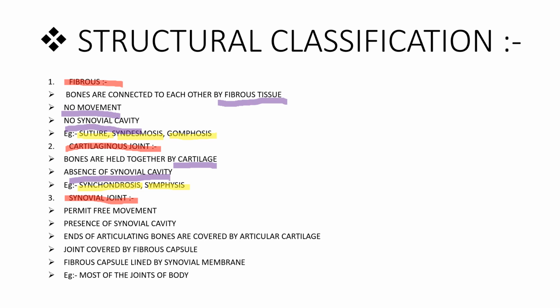And the last, third one, synovial joint. It permits free movement and it has presence of synovial cavity. Also, the ends of articulating bones are covered by articular cartilage, and the joint is covered by fibrous capsule. And also this fibrous capsule is lined by synovial membrane. And the example of this type of joints are most of the joints of the body, like the shoulder joint, the hip joint, etc.